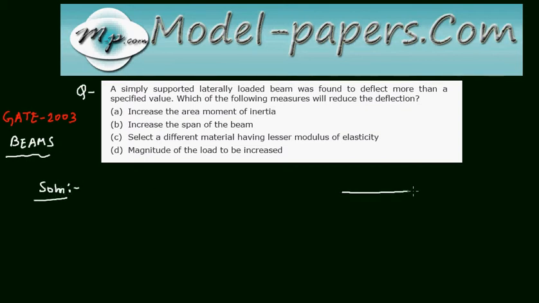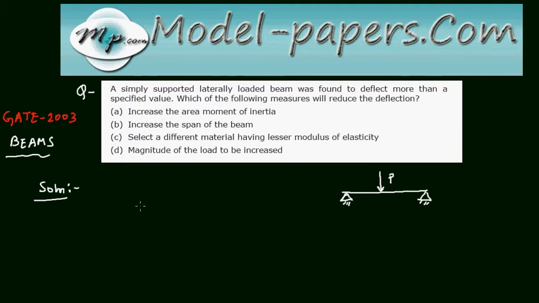Here in this problem, this beam is given, a simply supported beam, and it is loaded laterally. We don't know where it is loaded. Let's assume that some force P is acting here. This is the lateral load. So we have to reduce the deflection of this beam. Let us assume, for simplicity, this load P is acting at the middle of the simply supported beam.